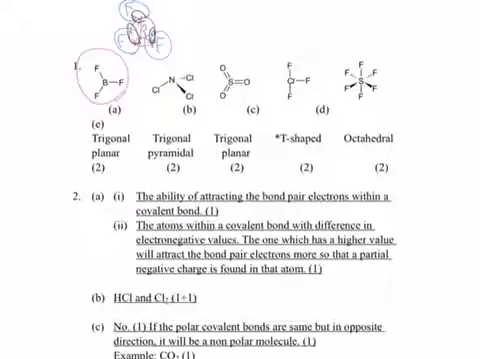So if there are 3 sets of electrons, we should consider trigonal planar. And there is no lone pair of electrons. So we have the shape, trigonal planar, and the name here.